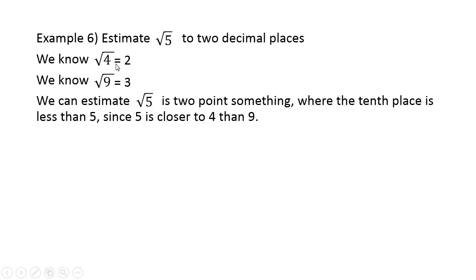So what do I mean by that? You can see that the square root of 4 is 2, the square root of 9 is 3, the square root in question is the square root of 5. Therefore, the square root of 5 is going to be 2 point something, and 5 is closer to 4 than 9, so it's going to be 2 point, say, 2 something, or 2.3 something here, because 5 is closer to 4 than 9.